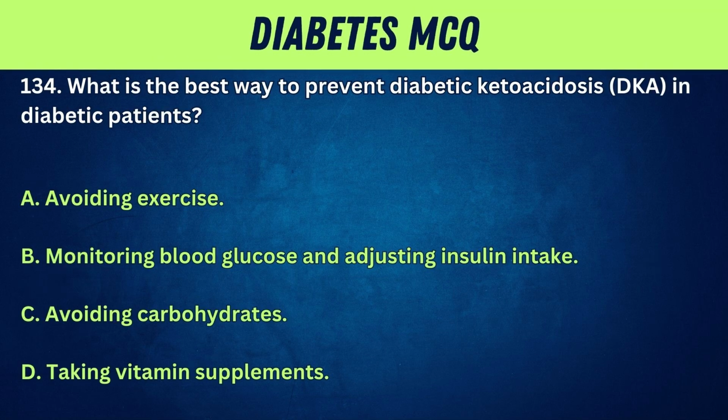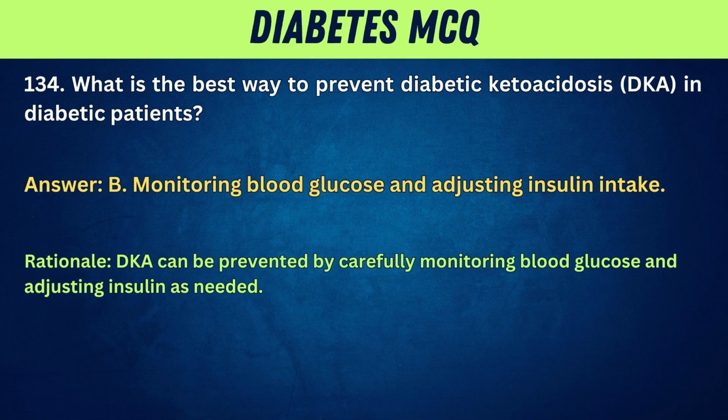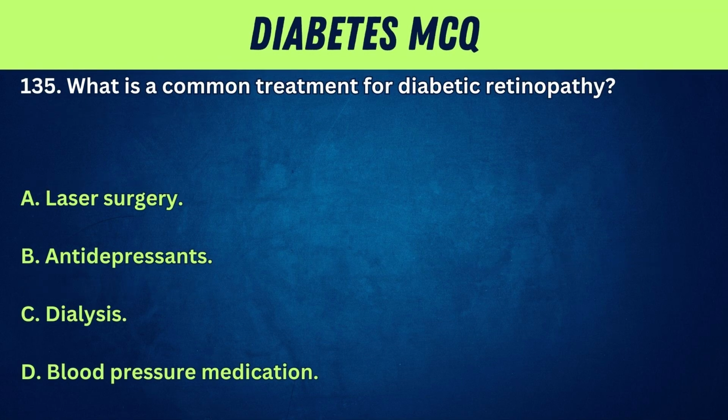134. What is the best way to prevent diabetic ketoacidosis, DKA, in diabetic patients? A. Avoiding exercise. B. Monitoring blood glucose and adjusting insulin intake. C. Avoiding carbohydrates. D. Taking vitamin supplements. Answer: B. Monitoring blood glucose and adjusting insulin intake. Rationale: DKA can be prevented by carefully monitoring blood glucose and adjusting insulin as needed.